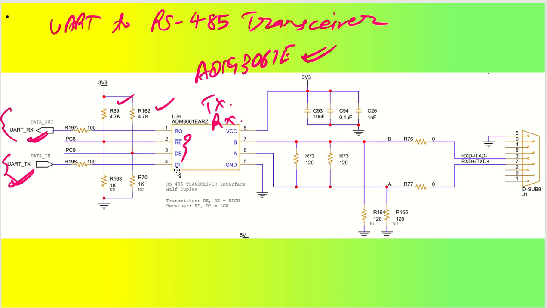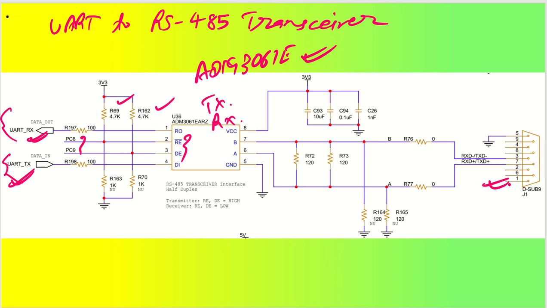Okay, so first we'll talk about the transmitter. Once it is acting as a transmitter, this A and B are acting as the transceiver output. This transceiver output is going to get connected to my D sub 9 connector, and it is going to work as an RS485 transceiver.